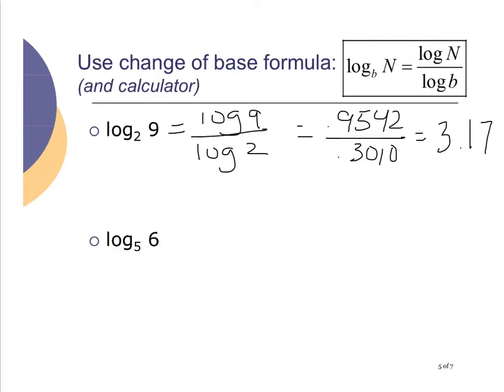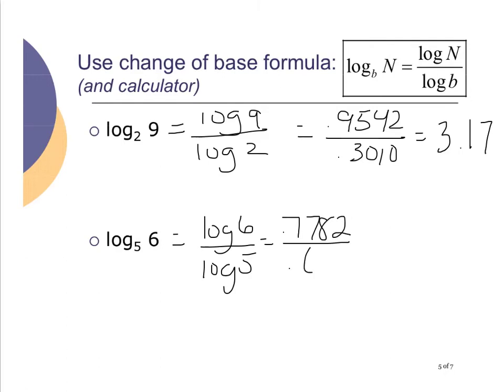3.17. The next one is the log of 6 over the log of 5, and that'll give me 0.7782 over 0.6990, which you get 1.11. So that's how to do it quick and easy.